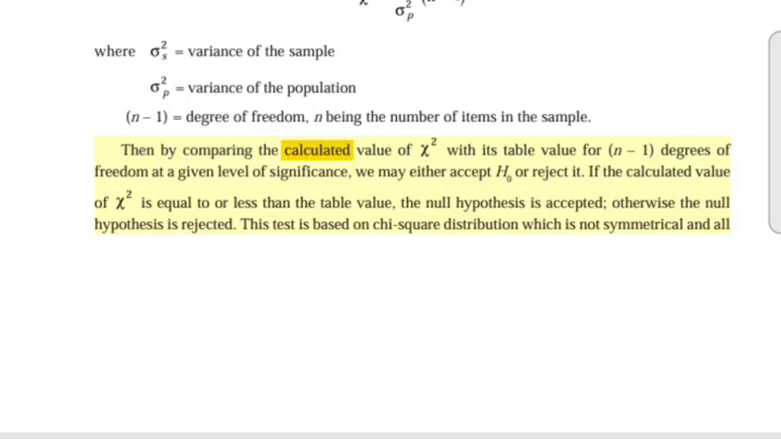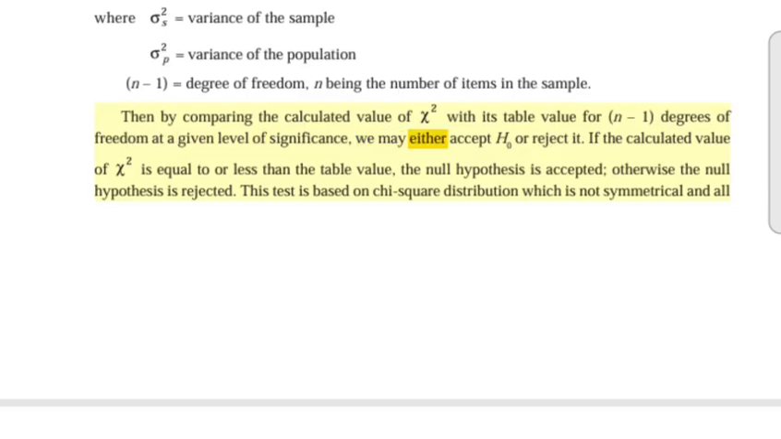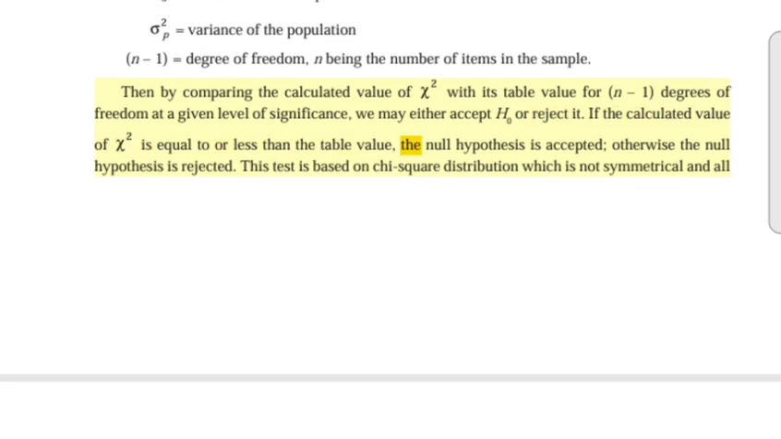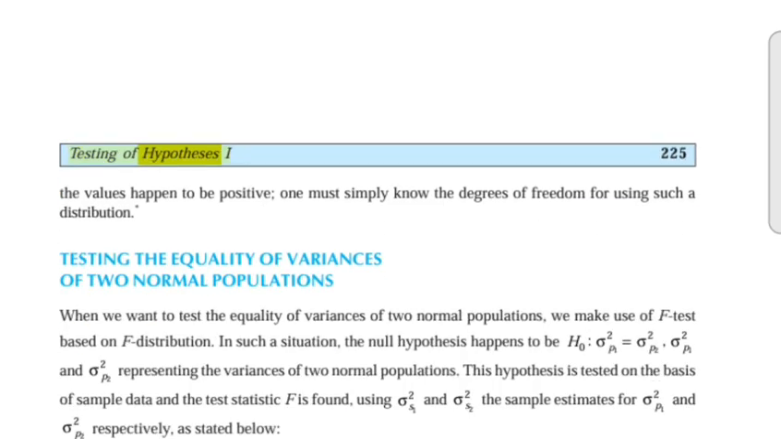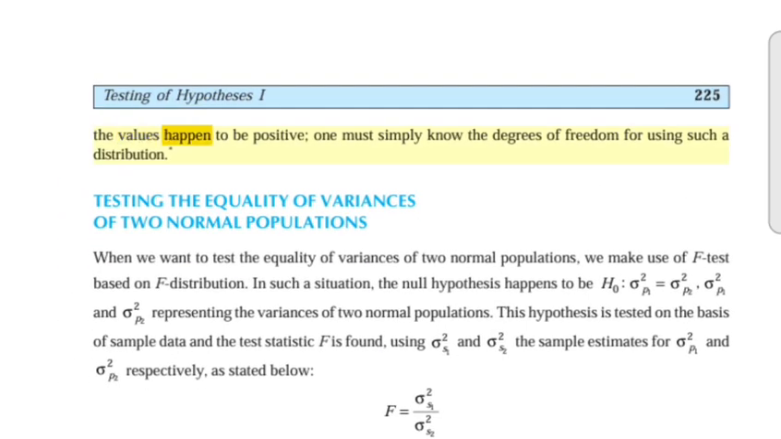Then by comparing the calculated value of chi-square with its table value for n minus 1 degrees of freedom at a given level of significance, we may either accept H0 or reject it. If the calculated value of chi-square is equal to or less than the table value, the null hypothesis is accepted, otherwise the null hypothesis is rejected. This test is based on the chi-square distribution, which is not symmetrical at all. The values happen to be positive. One must simply know the degrees of freedom for using such a distribution.